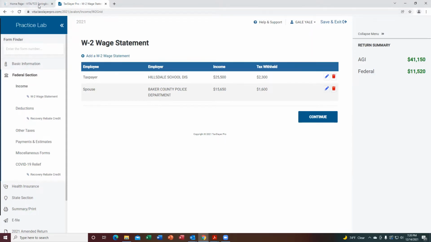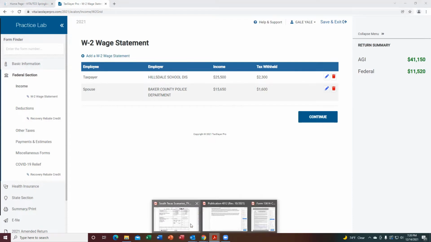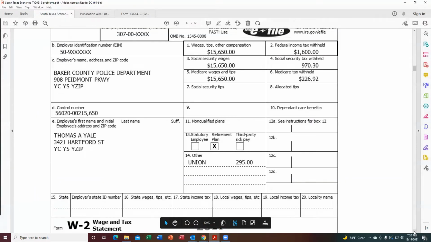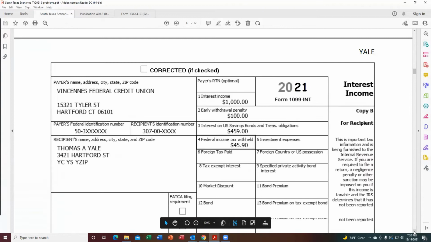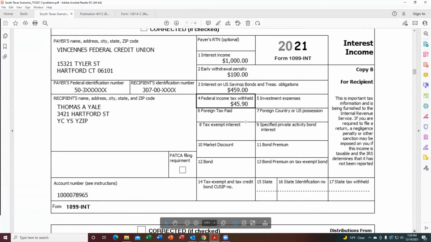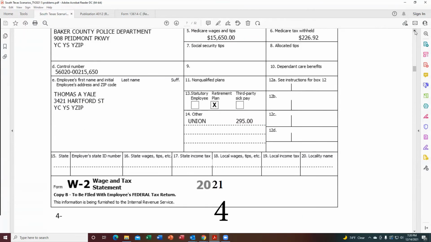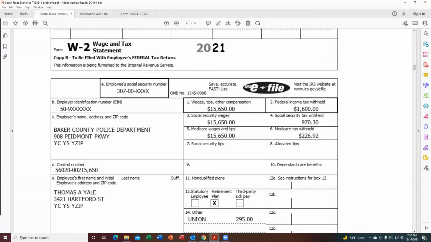Okay, the next one. What was the tax withheld for the last W-2, Ms. Solis? Let me see. 1,600. 1,600, okay, thank you.